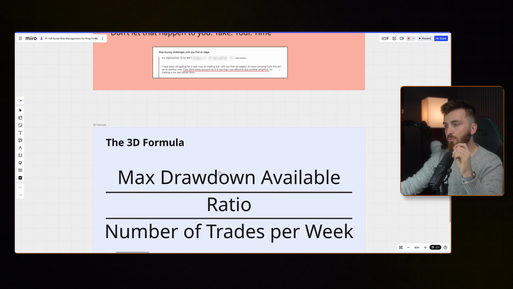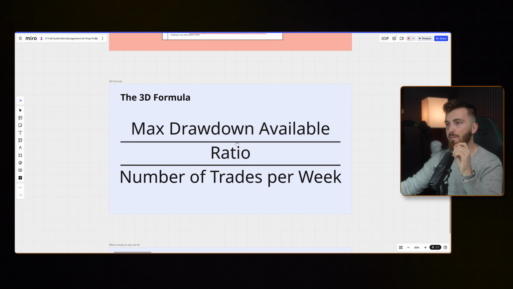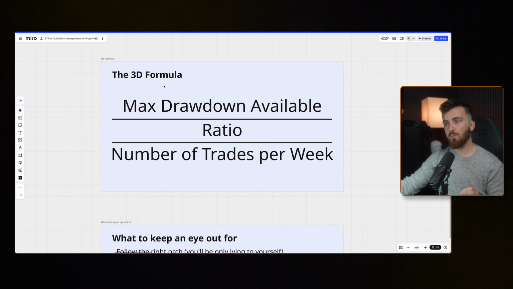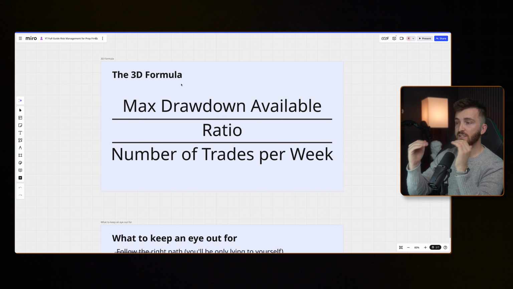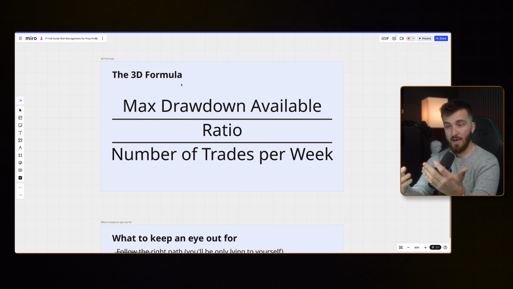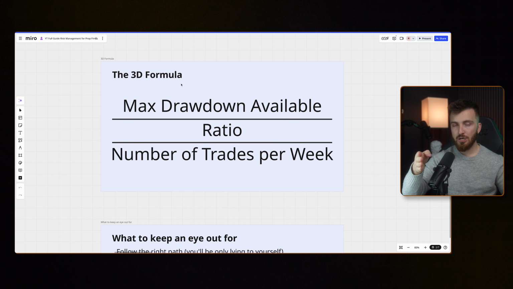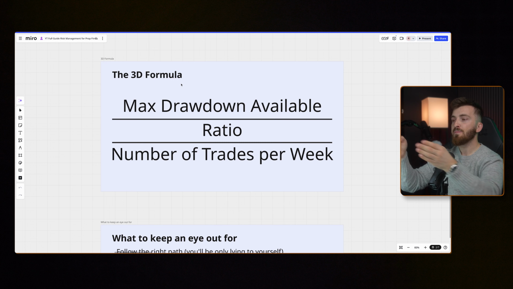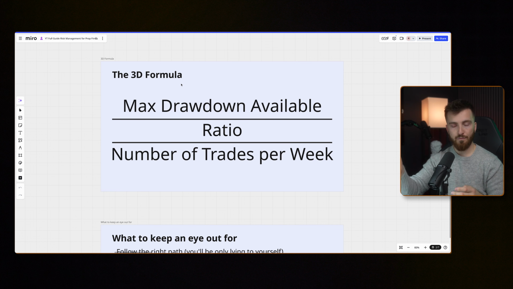Now, the 3D formula. This is something that I personally came up with, and I call it the 3D formula because it has a 3-part structure: we are always going to divide the max drawdown available, divided by the ratio that you will receive in this video, divided by the number of trades per week. The only thing you need to know in order to apply this is the number of trades that you take per week. So take the average that you have taken in the last year, or let's say in the last 3 months, and that is going to be your number of trades per week.